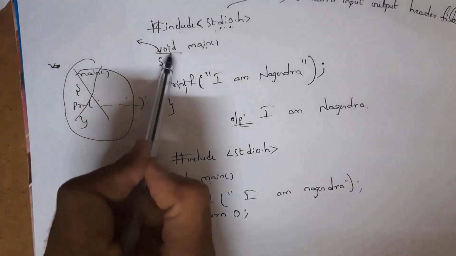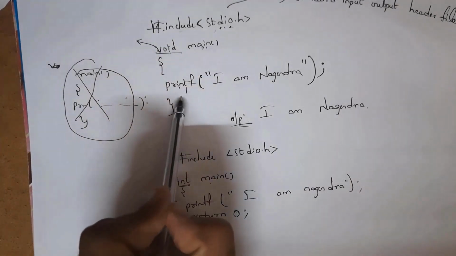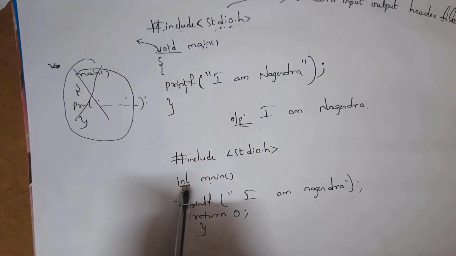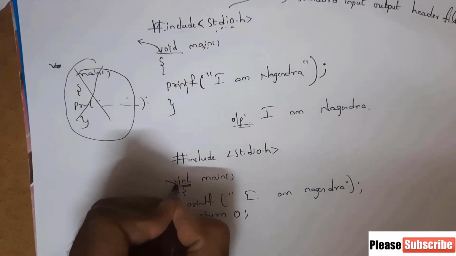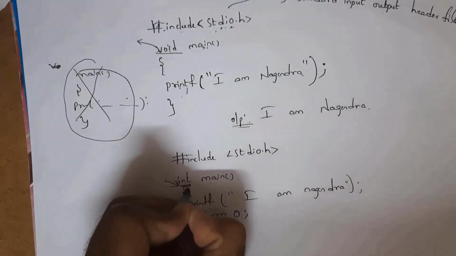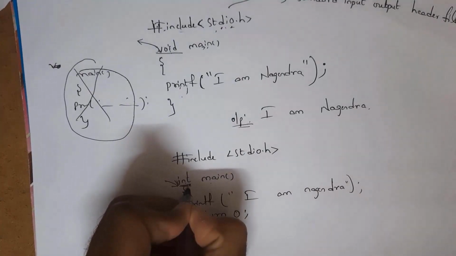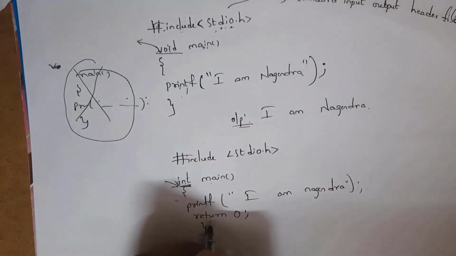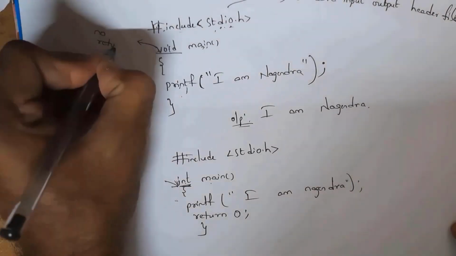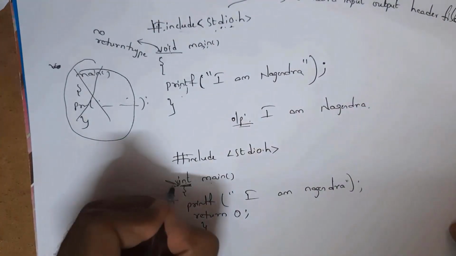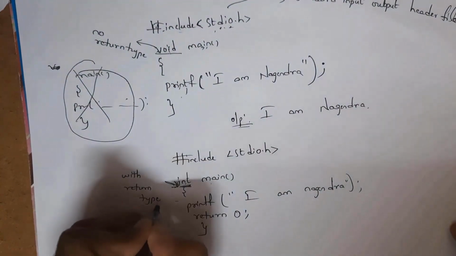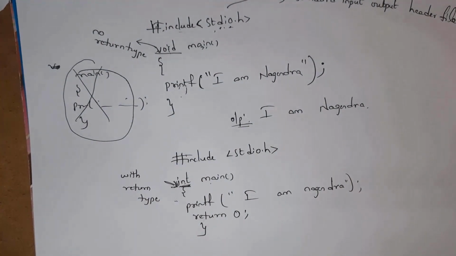This is the difference between void main and int main. Whenever you write void main, there is no need to return anything. But whenever you write int main, whenever you give the return type as int, definitely you need to return an integer value. So I wrote return 0. Void main is with no return type. Int is with return type. In the exam they may ask the difference between void main and int main.